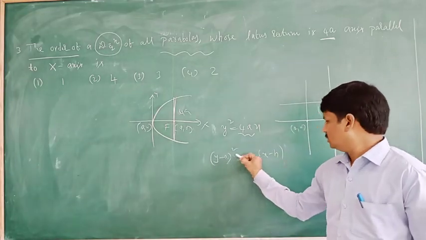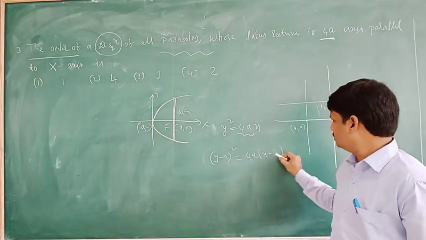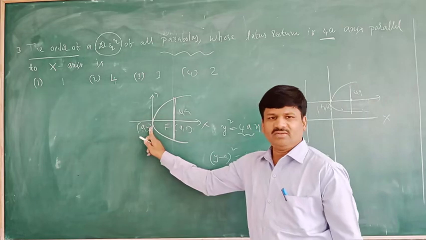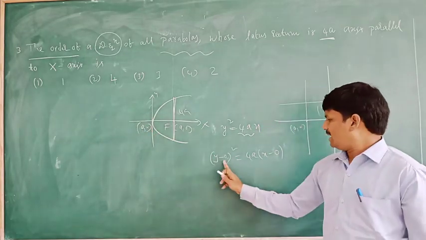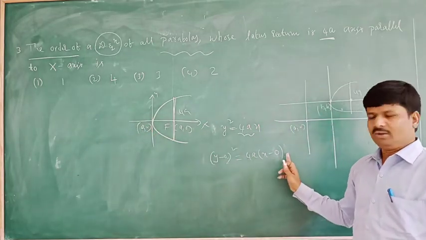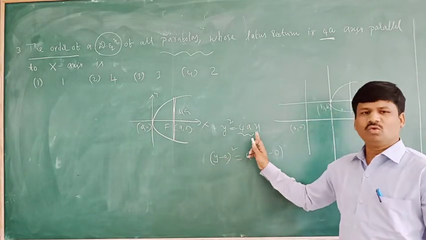Here, vertex 0 comma 0, the x value and y value, right? So y minus 0 whole square is equal to 4 into x minus 0. This one is representing y square is equal to 4x only.